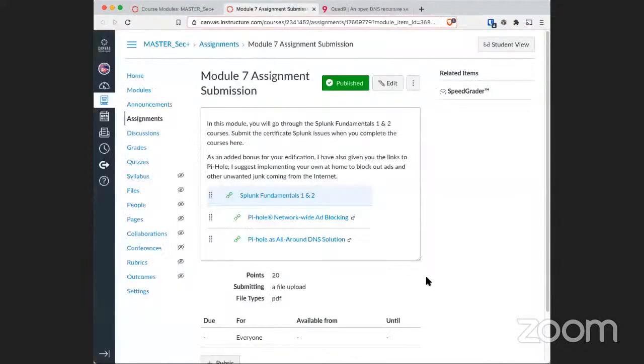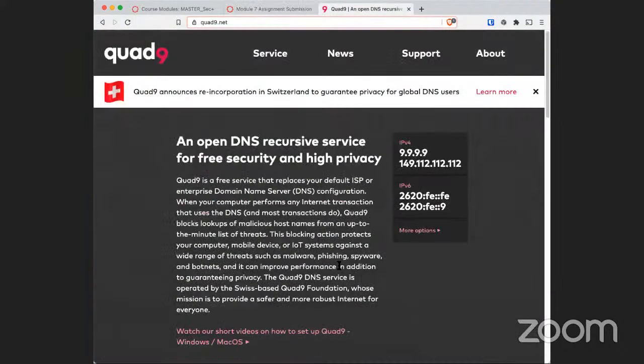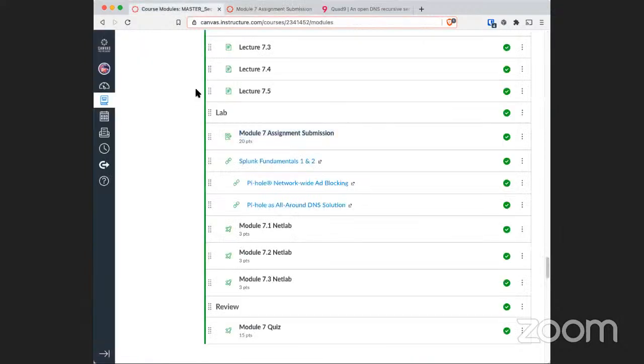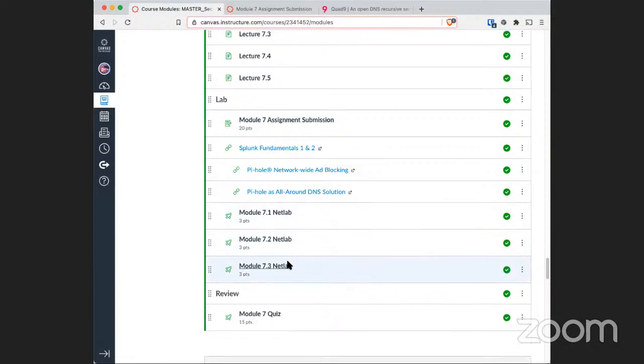So you can set up a Pi-hole if you want. It is not a requirement. It is a great tool. I think as security folks, you should be able to try different stuff. So if you have a Raspberry Pi lying around, you can set it up as a Pi-hole and set Quad 9 as your DNS and see the difference. Try it out. But again, the goal of the week is to complete Splunk Fundamentals 1. And what you would be submitting is the PDF, with the certificate that says you completed Splunk 1. Any questions? Oh, and as always, NetLab is extra.